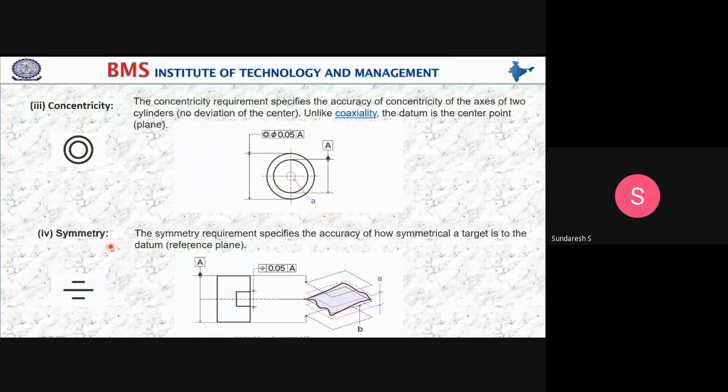And the last one here is symmetry. The symmetry requirement specifies the accuracy of how symmetrical a target is to the datum. So it's symmetrical in the sense of these two lines with respect to this axis, whether they are symmetrical or not. This is very important. That symmetricity is given by a datum. This is a datum surface, and the allowable variation in symmetricity is 0.05. The symbol which we use for symmetricity is this one, right?